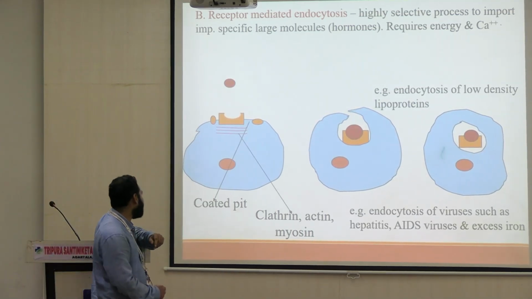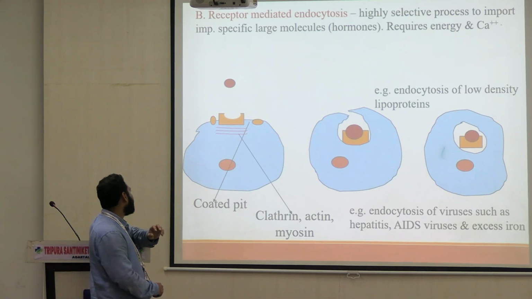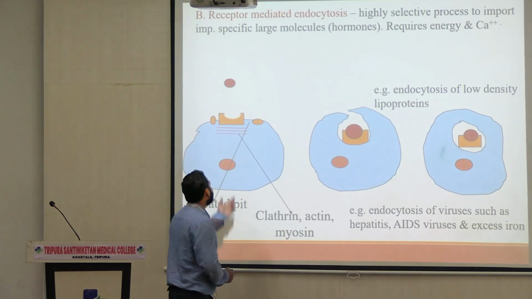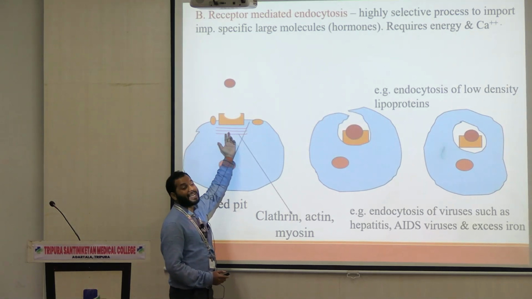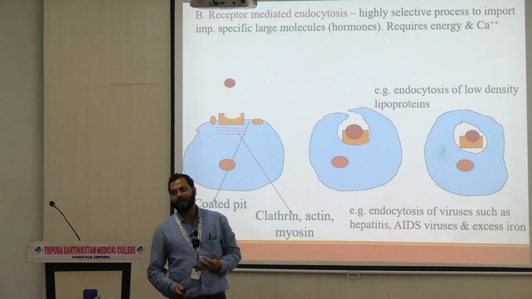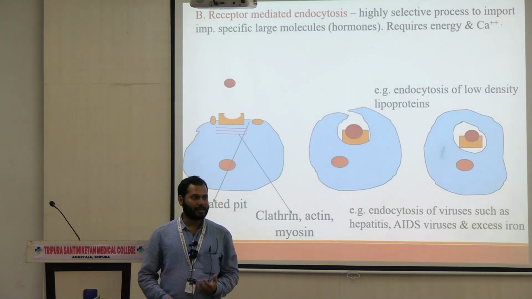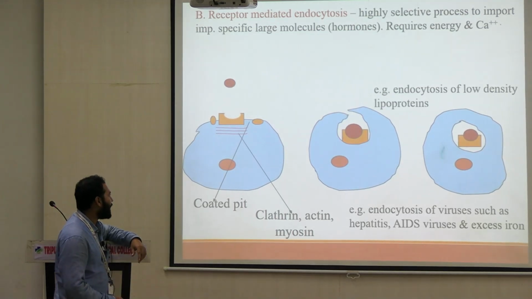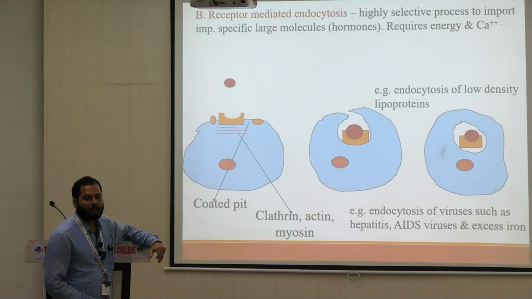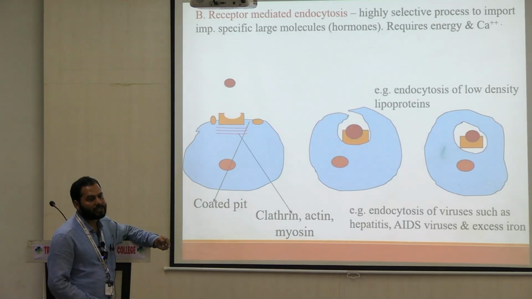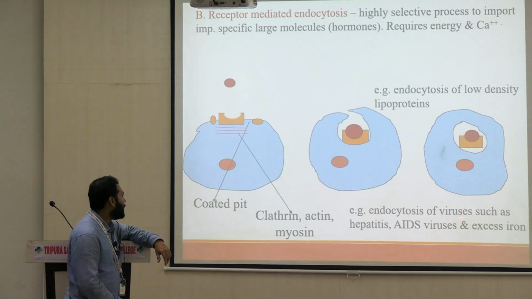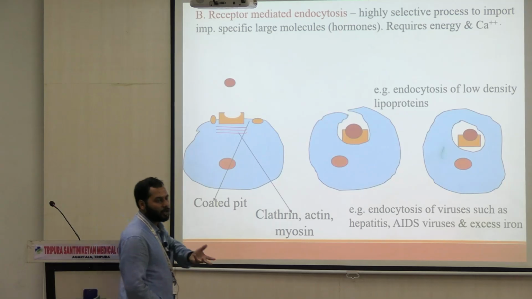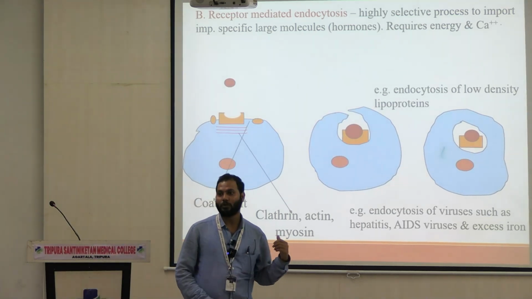That complex is called a coated pit, right? And this coated pit contains a specific type of property, like it contains some molecules with protein properties, like actin fibers, right? So receptor-mediated endocytosis actually helps in the removal or killing of those substances which are harmful for the body. Like you can see, endocytosis of viruses such as the hepatitis virus, and sometimes some other molecules also, can be endocytosed by receptor-mediated endocytosis.